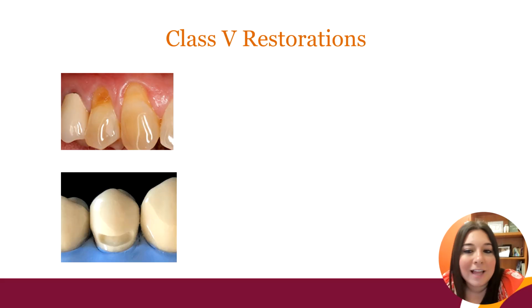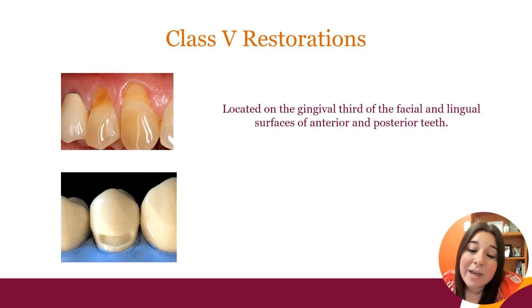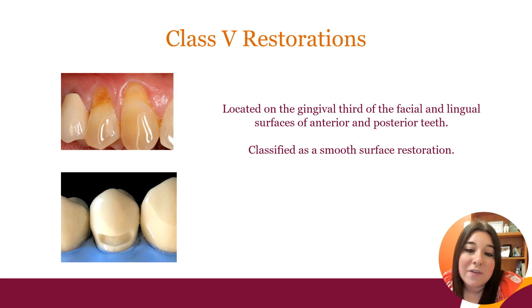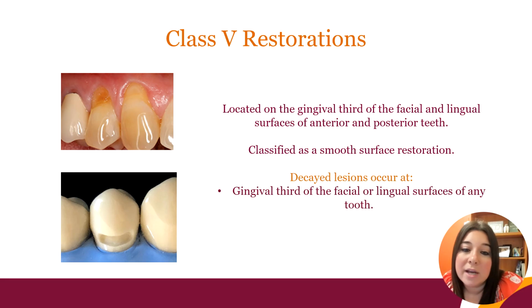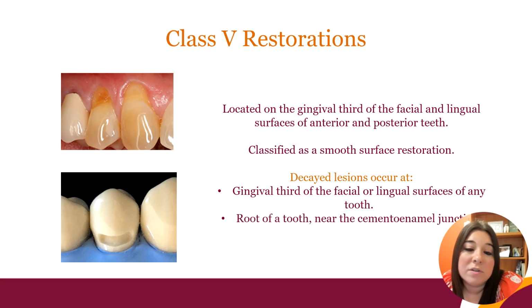And then we have class 5 restorations. These are located on the gingival third of the facial and lingual surfaces of anterior and posterior teeth. They are classified as a smooth surface restoration. These lesions can occur at the gingival third of the facial or lingual surfaces of any tooth. They can also occur at the root of the tooth near the CEJ.